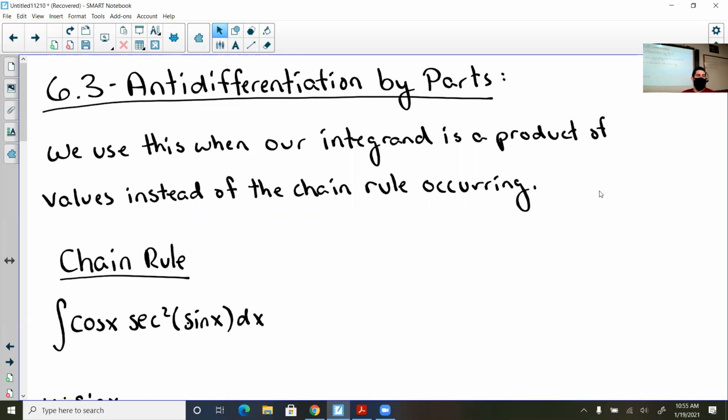Okay, so let's start. So 6.3 is anti-differentiation by parts. We use this when our integrand is a product of values instead of the chain rule occurring. In the previous section, we may have had two different quantities, but one quantity only existed because if we took the antiderivative and then derived that, the chain rule would happen.